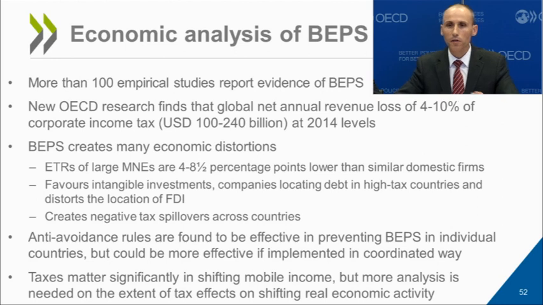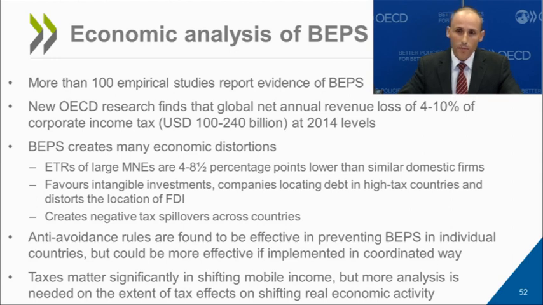In terms of the economic analysis, it's worth noting that the report draws together over 100 empirical studies, or notes the existence of over 100 empirical studies that all report evidence of BEPS. That is one thing. It's also worth noting that there are, in fact, very few studies that have gone that next step to try and quantify the global estimate of the scale of BEPS losses. But we have, in the report that we've presented, produced that estimate of between 4 and 10% of corporate income tax, which is the $100 to $240 billion figure at 2014 levels. It's worth noting that both the methodology and indeed the results are largely in line with those other studies where similar efforts have been undertaken.